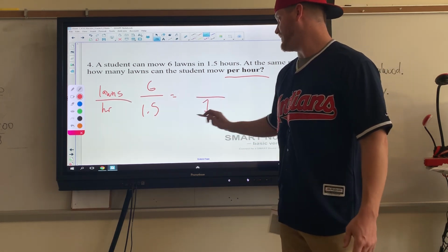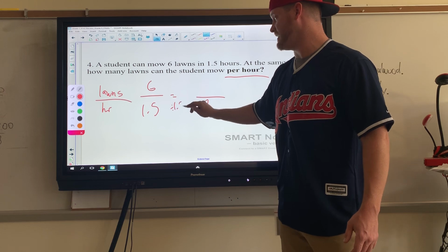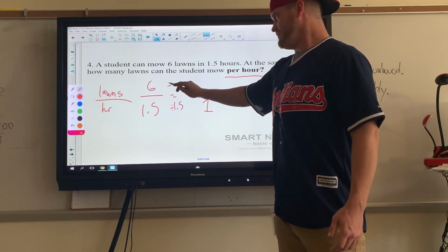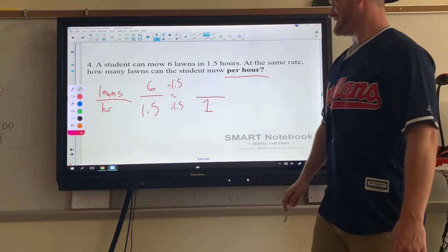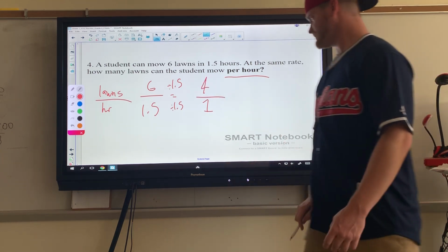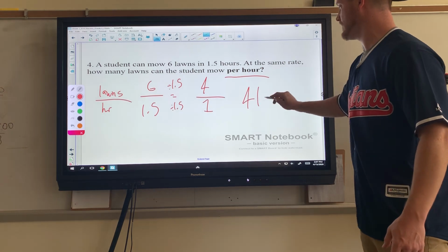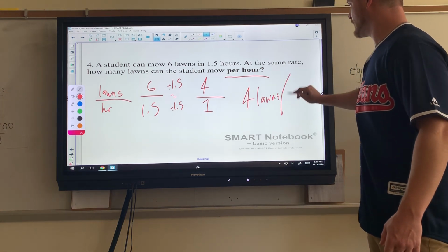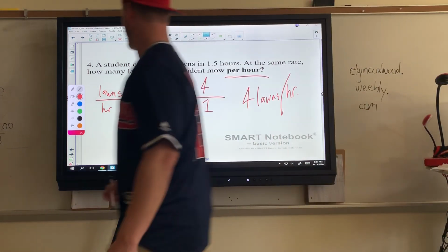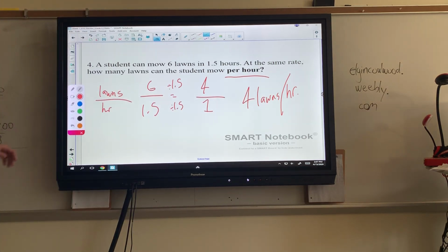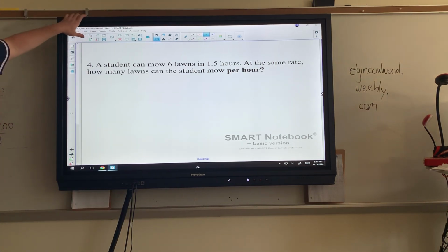So we go from 1.5 to 1, divided by itself, divided by the denominator. So divide each by 1.5, and 6 divided by 1.5 gives me 4. And in this scenario, 4 over 1 means he is mowing 4 lawns per hour. So hopefully you got all 4 of those, or at least those made sense. So we are good to move on.